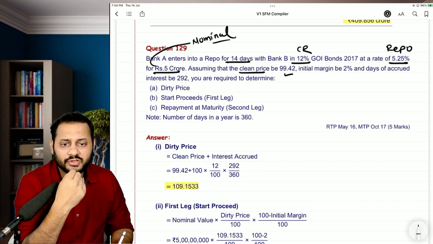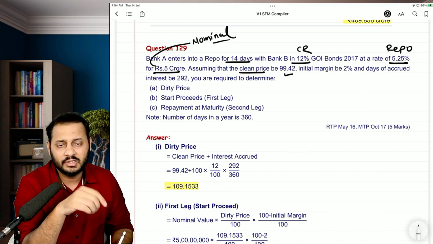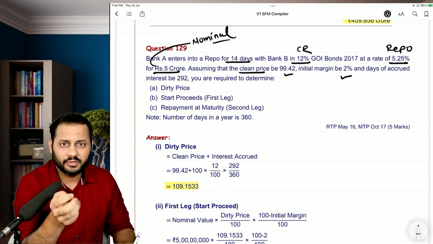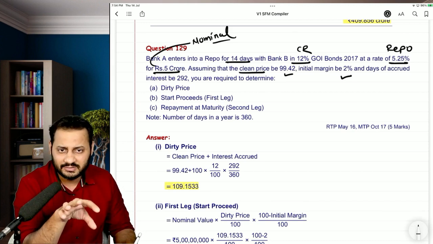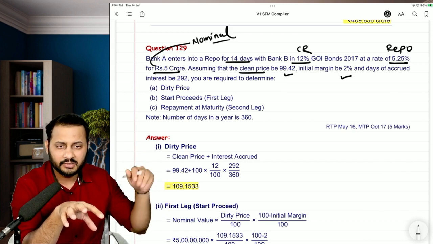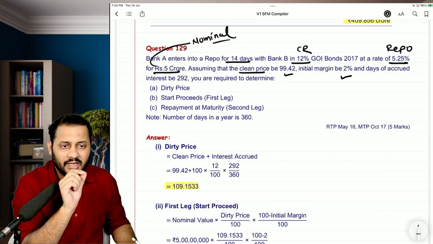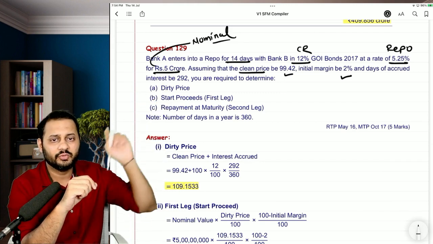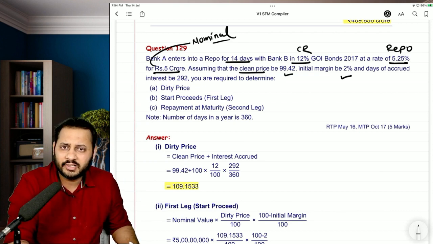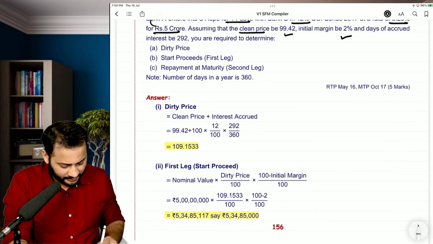So what you have to do is add the accrued interest, if any, in that price, and then first arrive at the dirty price. Initial margin will be 2%, means whatever the dirty price is, out of that dirty price 2% will be kept aside and the balance can be given to the other bank as funds, and days of accrued interest be 292. So they have clearly said that the 292 days accrued interest is there. So first we will calculate the accrued interest. Have a look.